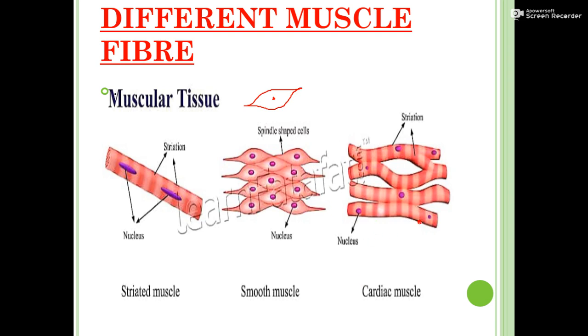These muscles are short cylindrical. These were long cylindrical, but these are short cylindrical. And they are connected in the form of a network. You can see here a network is there. It is connected from here, joined from here, joined like this. So they are connected in the form of network. And they also contain light and dark band like that.